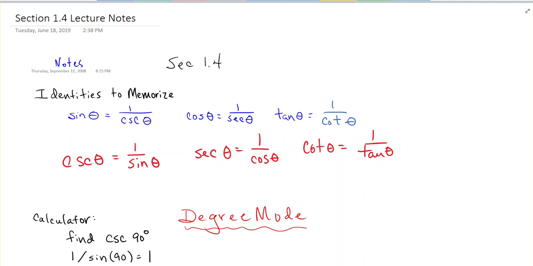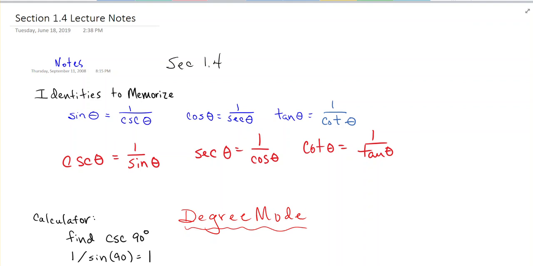This is section 1.4, and it's about using the definitions of the trig functions and beginning to get some basic identities. And these are things that you're going to eventually need to know, so start memorizing them now. You'll just use them forever in this course.